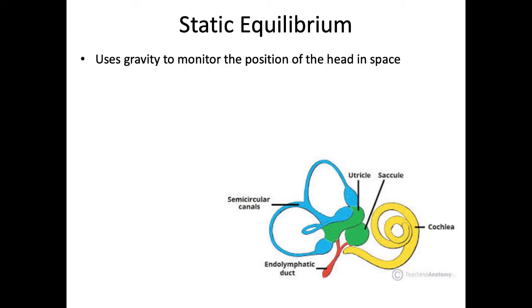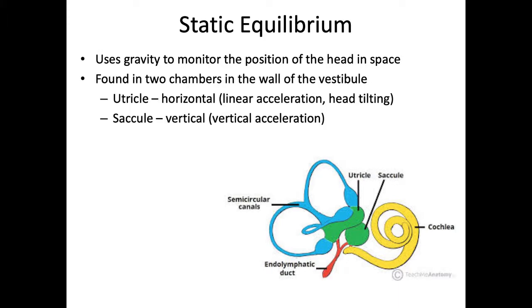For example, if I was to put a bag over your head and put you in the trunk of my car, and then I parked that car on an incline, you would know that you are not on a level surface. The receptors that send this information to the brain are found in the walls of two chambers of the vestibule, the utricle and the saccule. The utricle lies horizontally. The saccule lies vertically.